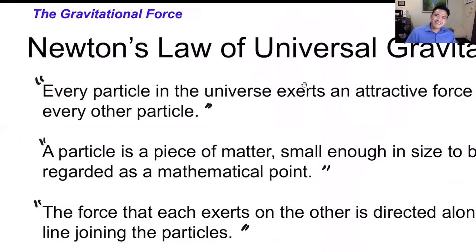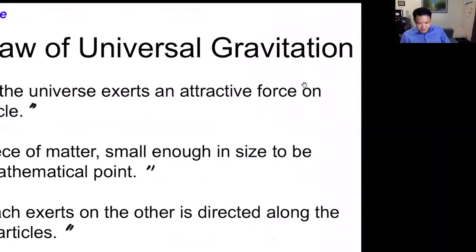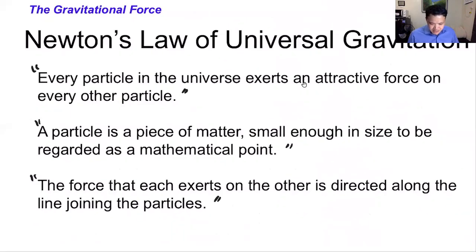Okay, so now let's end this topic with Newton's law of universal gravitation. Why do we have gravity? So according to Newton, every particle in the universe exerts an attractive force on every other particle. It means every mass has gravity. Okay? Your seatmate, your crush, you're sitting beside your crush, you have gravity, the force of attraction. But I think it's very, very small that it's almost non-existent.